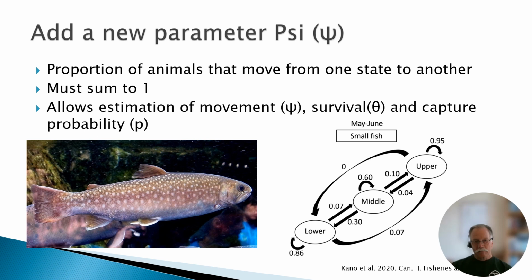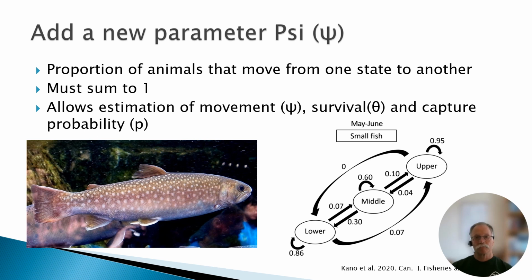And in the case of the lower portion of the river, the fish that were there initially, about 86% stayed there from one time step to the next. About 7% moved from the lower to the middle, and about 7% moved from the lower to the upper, okay? So 0.86 plus 0.07 plus 0.07 equals 1. So that's what we mean when they sum to 1. You can confirm that for the other portions of the river.